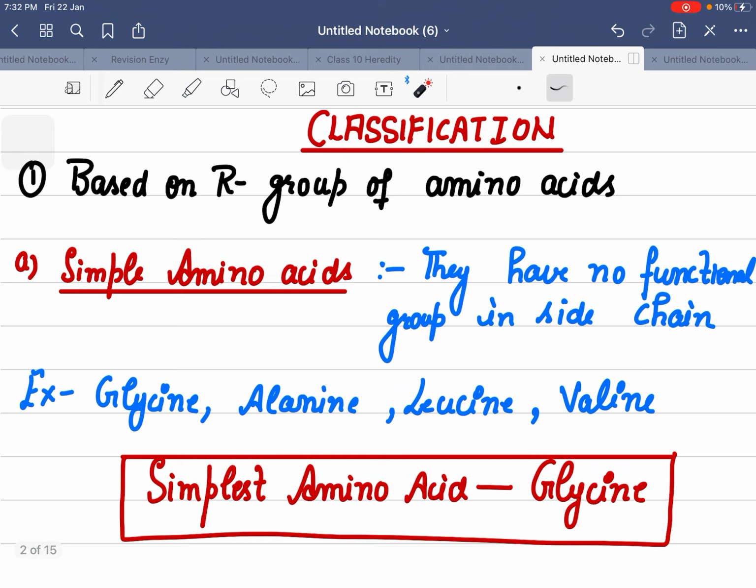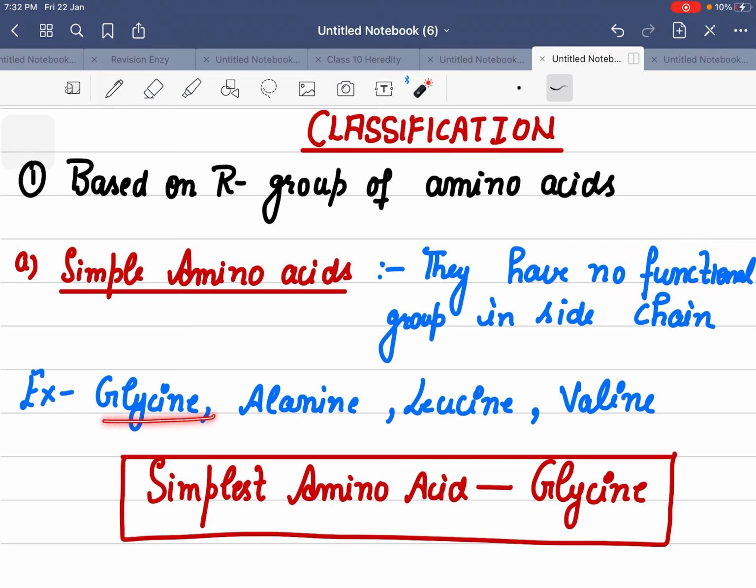When we classify amino acids, the classification is based on the nature of the R group. A few amino acids have a very simple R group, and a few have very large side chains. On the basis of that, we have different classifications of amino acids. First, let's see very simple amino acids which do not have any functional group in the side chain.